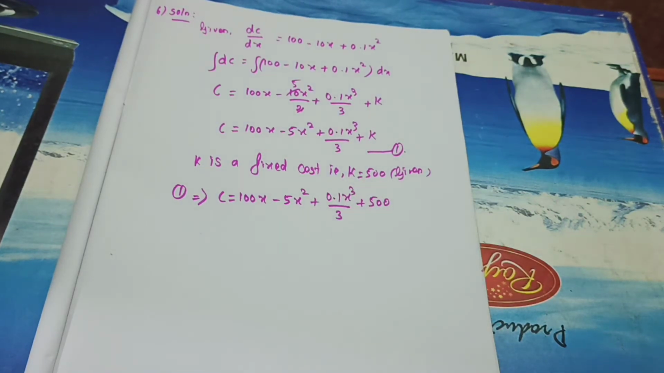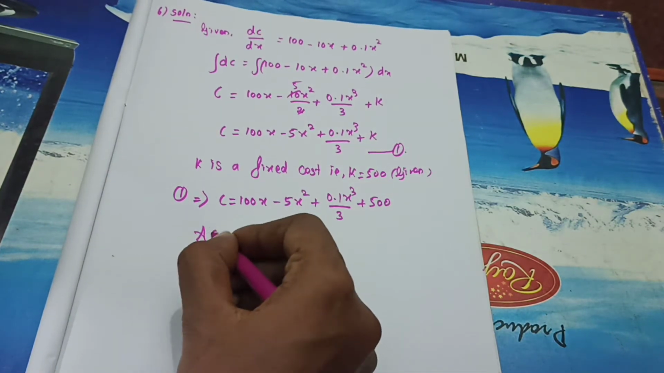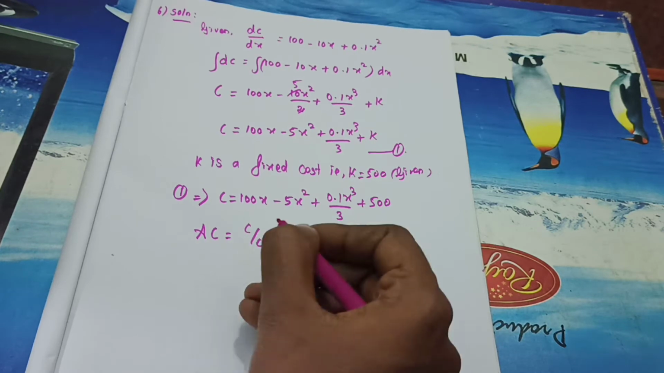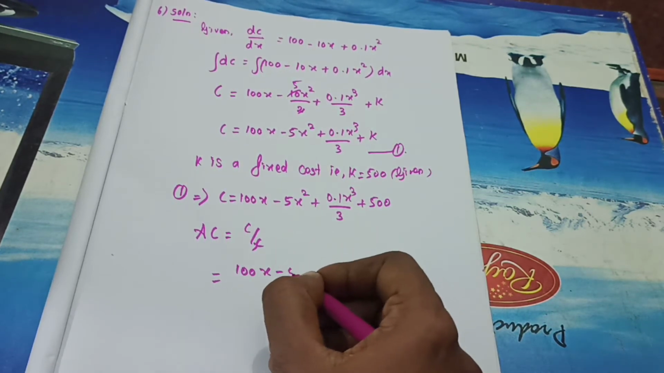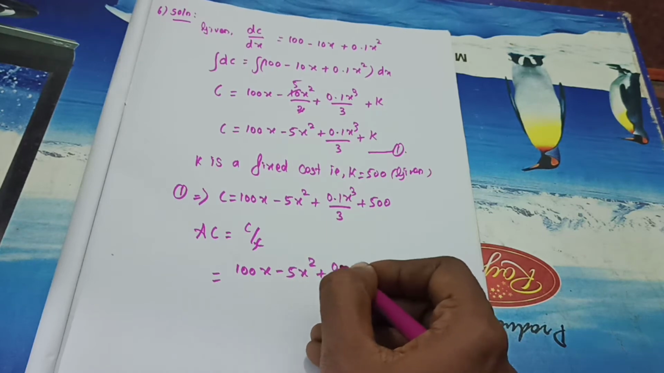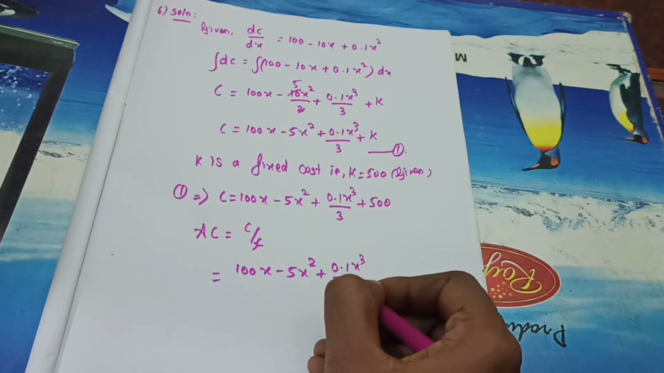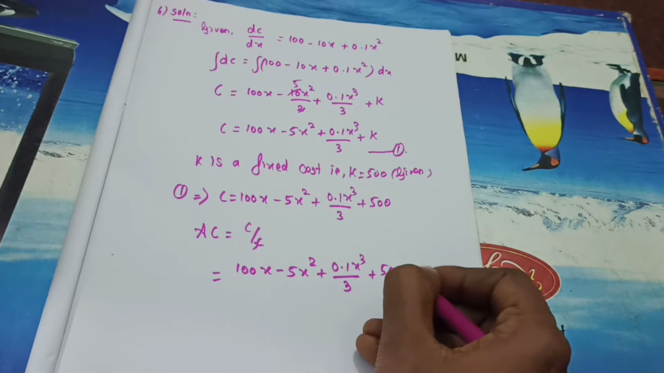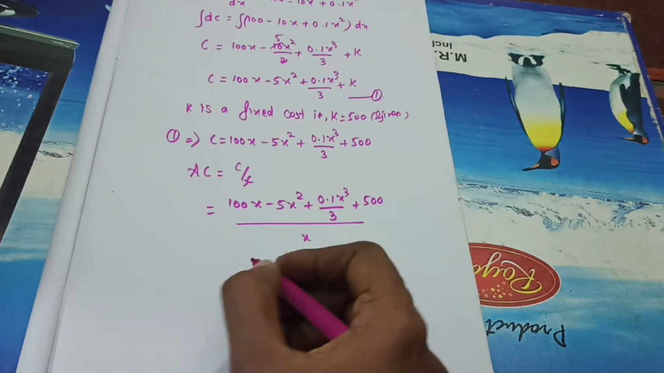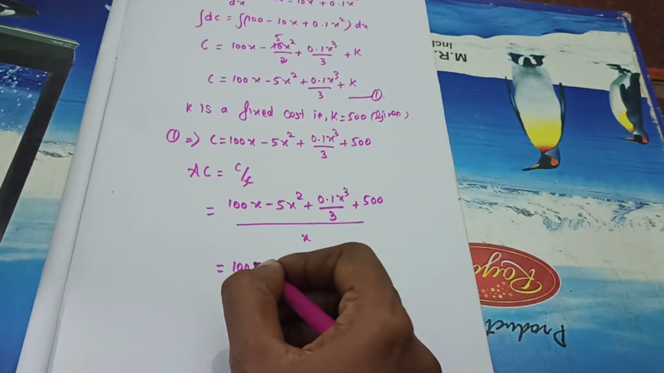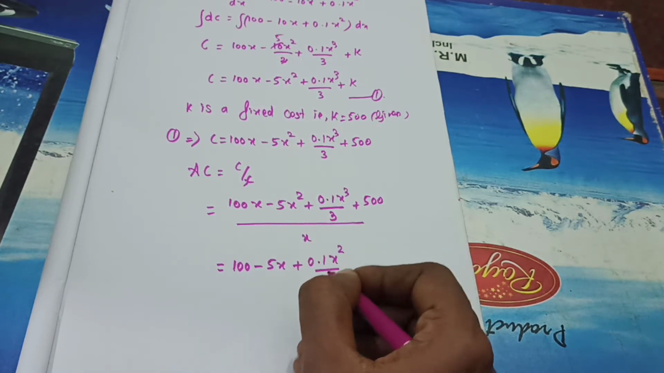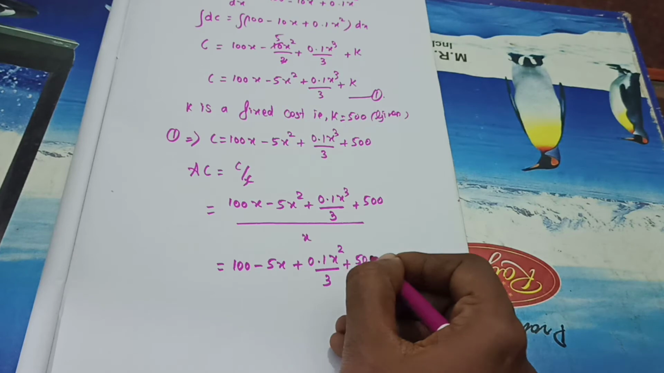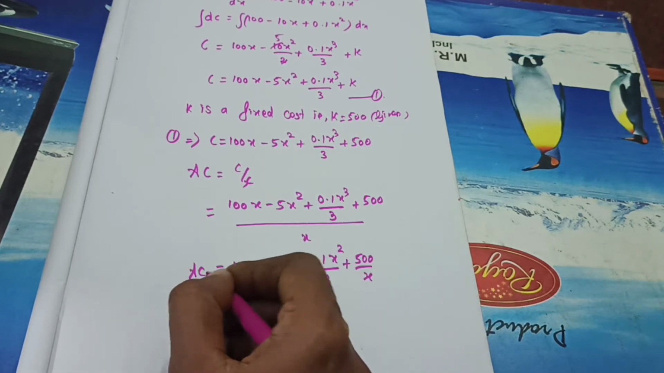So this is the value for total cost, but you need to find average cost also. So average cost AC is equal to C by X. Substitute the value: 100x minus 5x square plus 0.1x cube divided by 3 plus 500, divided by x. So each and every term divide by x: 100 minus 5x plus 0.1 x square by 3 plus 500 divided by x. This is average cost.